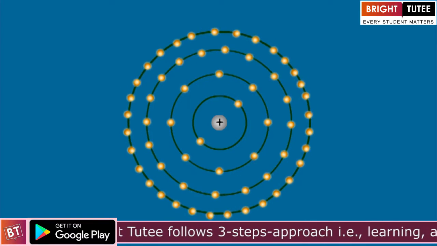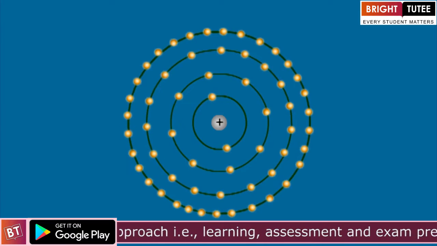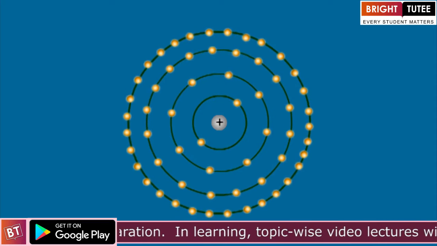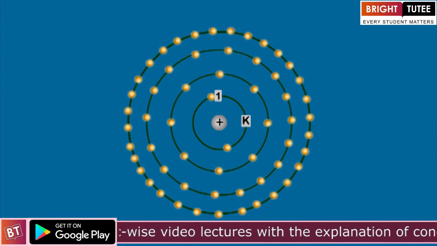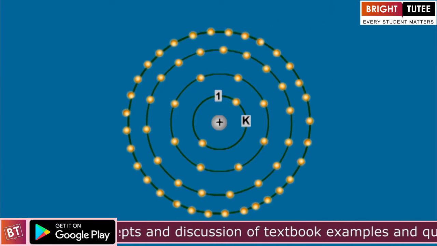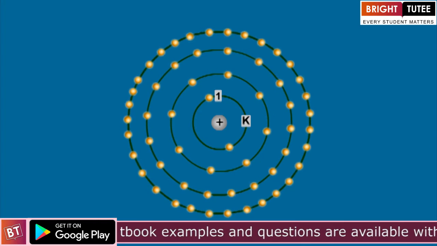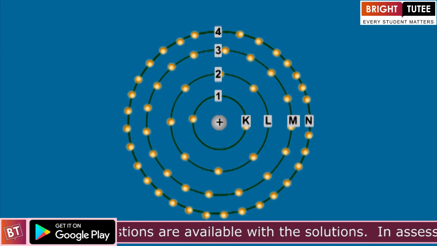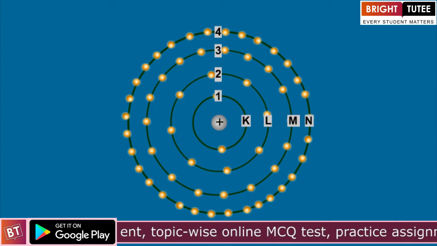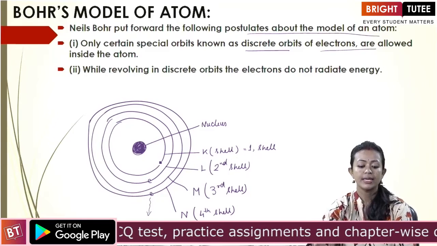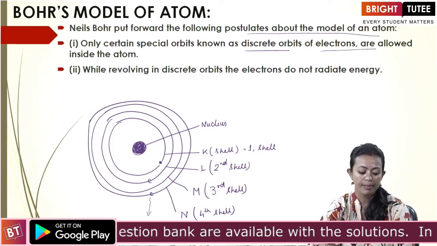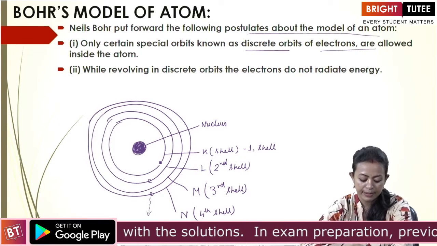For the sake of convenience, the orbits or shells or energy levels are given specific names or numeral values. If an electron is revolving in the shell closest to the nucleus, then that electron is called a K electron, and the shell in which it is revolving is the K shell. The various shells or energy levels are K, L, M, N, O, etc. So Niels Bohr's model completely eradicated the defects or drawbacks that were observed in Rutherford's model. Okay, I hope this is clear.